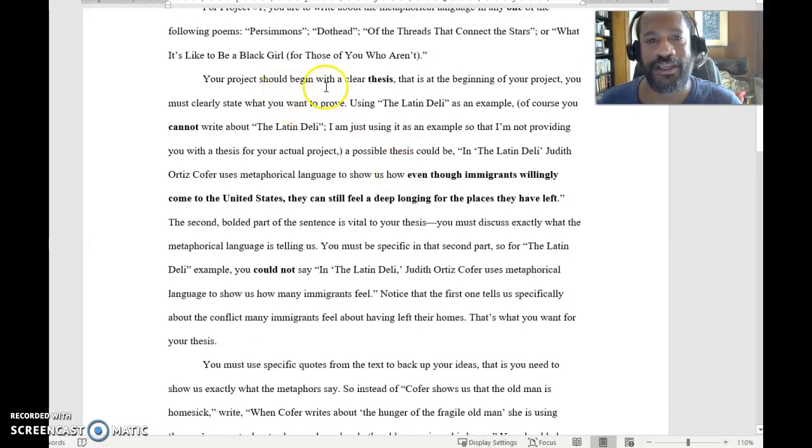Next, your project should begin with a clear thesis. So it's important to think about what a thesis is. A thesis is the big idea that you want to get across. It is your perception about what's really going to be happening here. We can say that a thesis is what the topic of your essay is, but more importantly, on some level, it is your idea about how to think about the poem. What is your perception about what's really going on? That's really important because you've got to have your particular point that you're making.